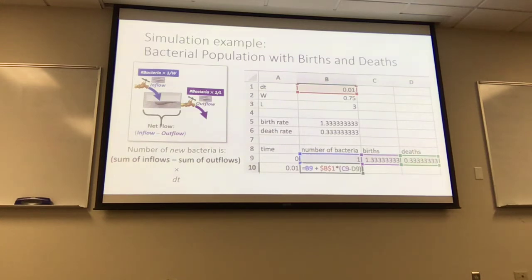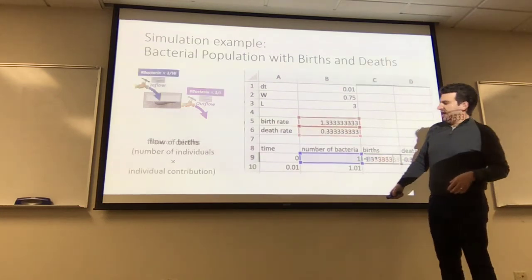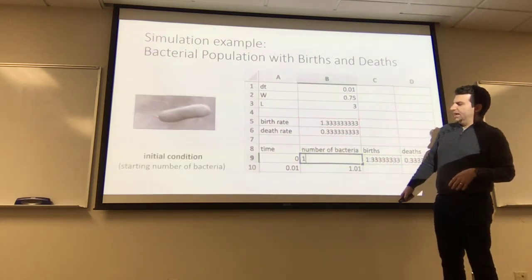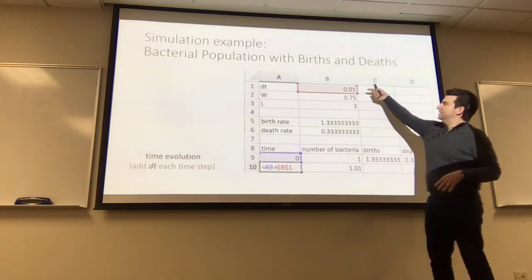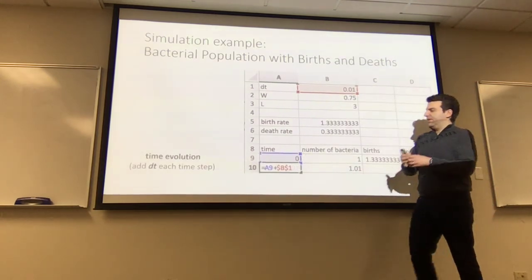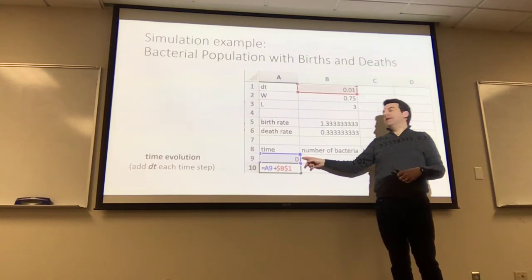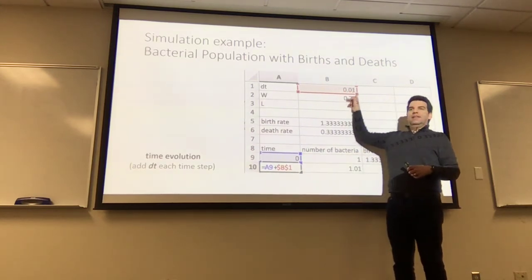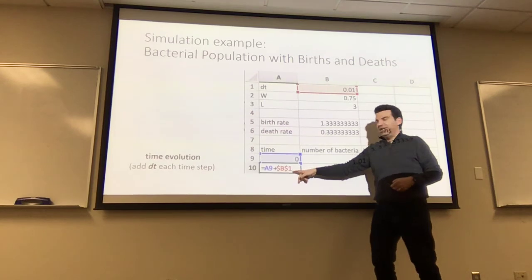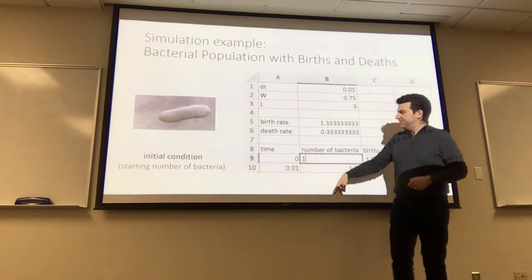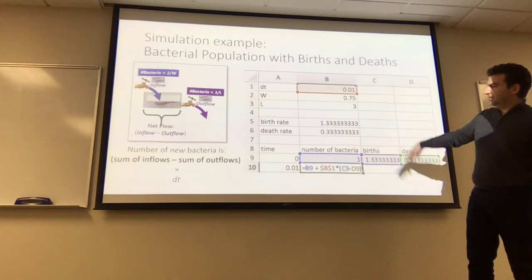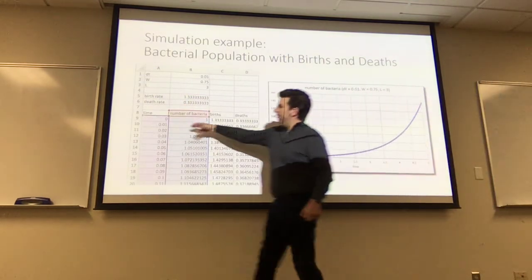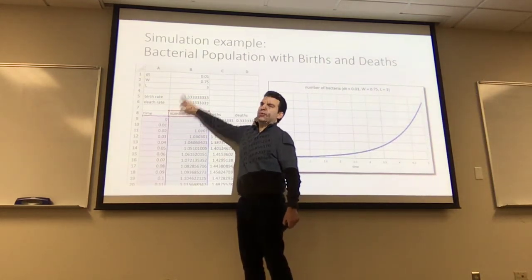Yeah? Why is the second time 0.01? Because if I go back to this column, how I do my time, every time step is DT wide. And so I start at time zero, so the next time step weights 0.01, and that's why it becomes 0.01 here. If I go to the spot after I've filled down through these, then I see 0.01, 0.02, 0.03, and each one of these is 0.01.